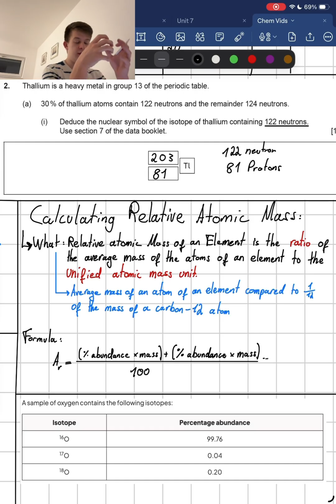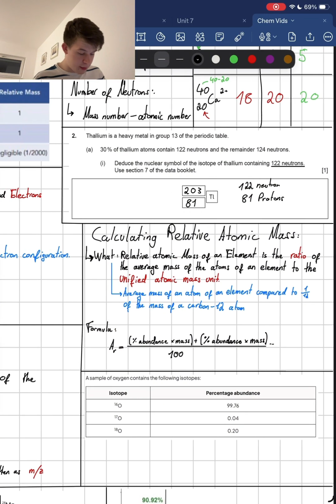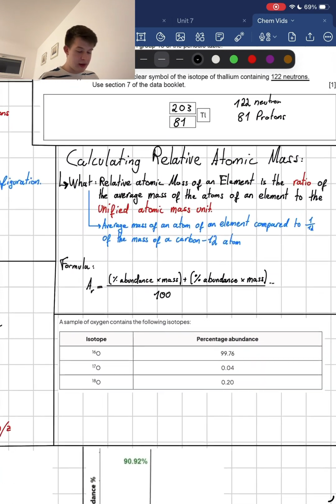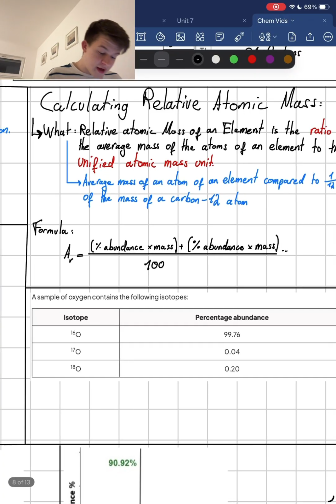We take the percentage abundance and we multiply it by the mass. Depending on how many isotopes there are, we then add them all together. And then we divide it by 100 to account for the percentage. Okay, so let's, for example, take this. A sample of oxygen contains the following isotopes.